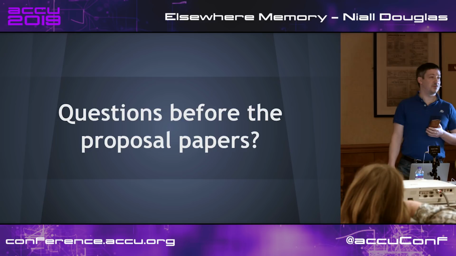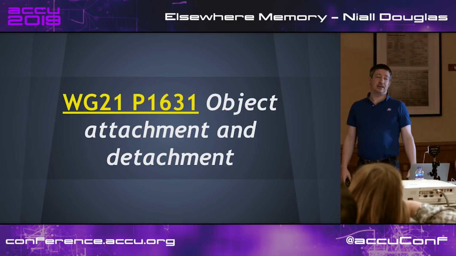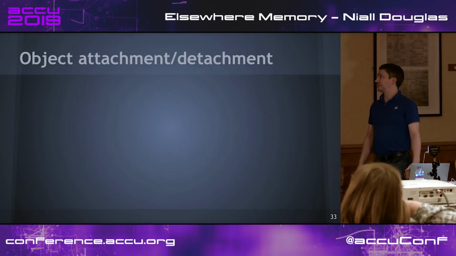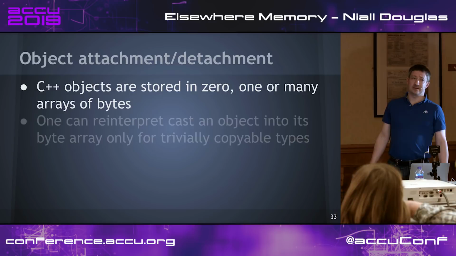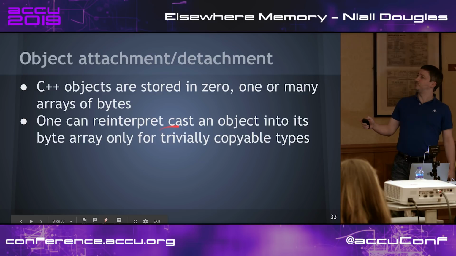Nope, okay. All right, so this is the paper, first paper. I'm going to try and summarize it as best I can. I might add that the draft is quite different from this because of the feedback that's been received since. So as I mentioned earlier on, C++ objects are stored in 0, 1, or many arrays of bytes. One can reinterpret-cast an object into its byte array, but only for trivially copyable types. So that's a C requirement, that one can reinterpret-cast objects into bytes. But we only permit it for C-compatible types.